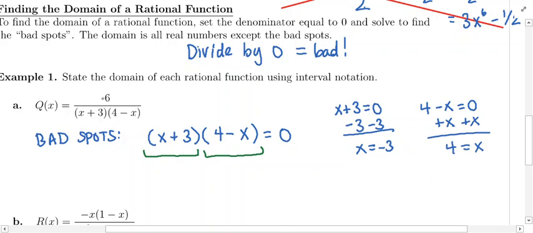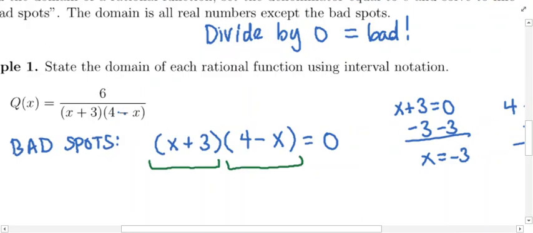And you can check this. If you go back to the original function and plug in negative 3, negative 3 plus 3 is going to give you 0. 0 times anything is going to be 0 in the denominator. Likewise, if you plug 4 into the second factor, 4 minus 4 is going to give you 0. 0 times anything is going to give you 0 in the bottom. These are your two bad spots.